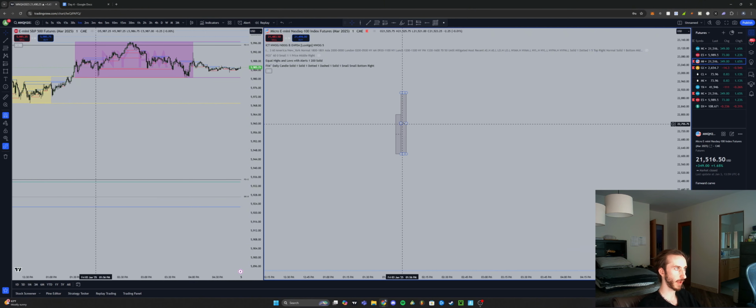Before this green move happens, either from the black candle or from the green candle, there's going to be either a sweep of liquidity or this leg tapping into a key PD array.